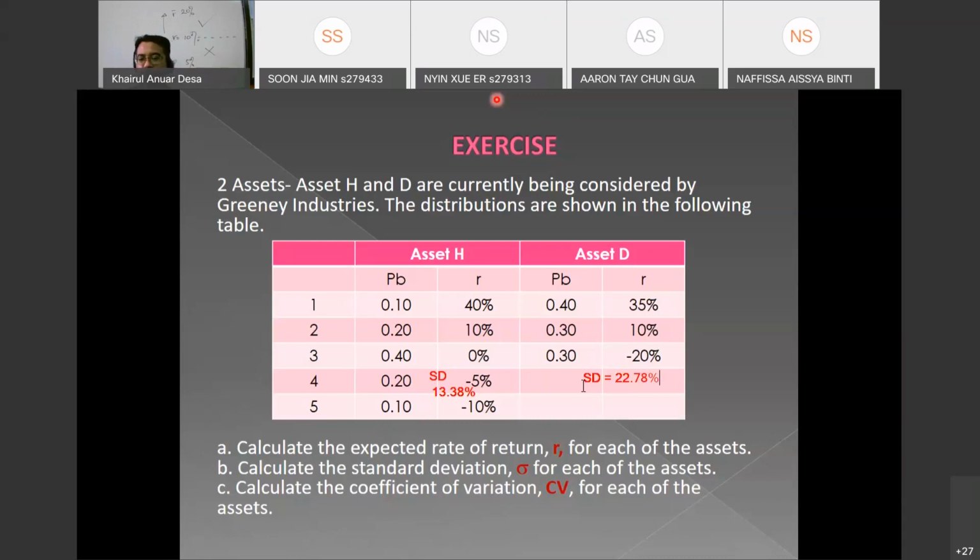Alright, now we go for question C here. What is the covariance or CV for H and for asset D? Apakah nilai covariance, apakah nilai CV untuk kedua-dua aset berkenaan, iaitu aset H and aset D? So saya nak panggil Fahim, Al-Fahim. Fahim ada sini?